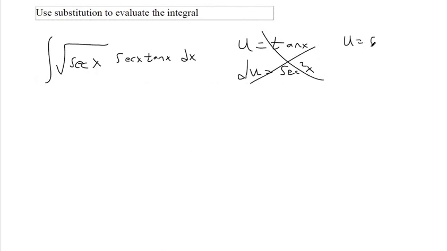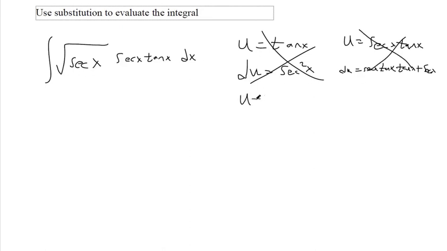Maybe I could let u be secant x tangent x. Well, the derivative of that's kind of complicated. I need the product rule because they're two distinct functions of x. The derivative of secant times tangent kept the same, so that would be secant x tangent x. That's the derivative of secant x times tangent x, plus this function kept the same, secant x times the derivative of tangent x. That'd be secant squared x. The du isn't going to be available there anywhere, so that's not going to work.